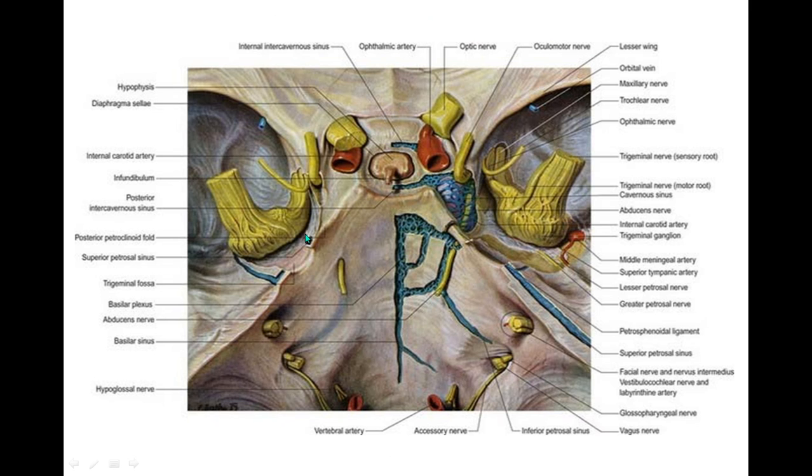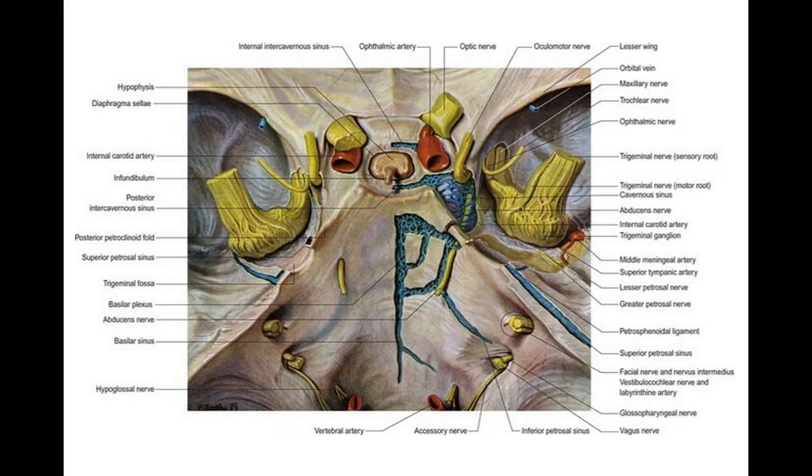So this ganglion is associated only with the sensory root. These sensory root fibers only reside in this ganglion, whereas the motor root is not concerned with the trigeminal ganglion. The fibers of the motor root don't end in the trigeminal ganglion. It just passes below the ganglion and then mixes with the mandibular nerve.